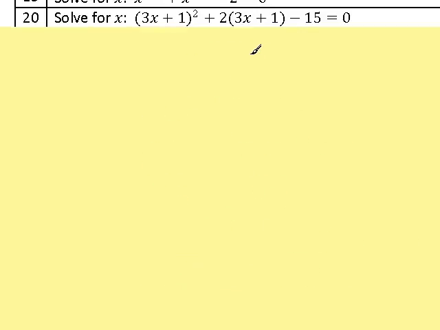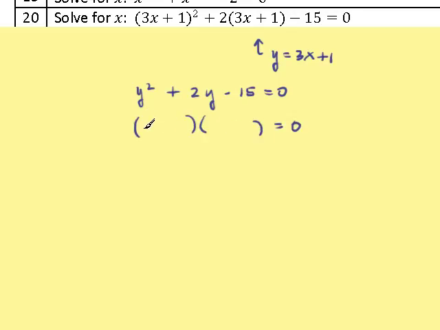Number 20, we have another quadratic-like equation. We're going to put y equal to 3x plus 1. And we have y squared plus 2y minus 15 equals 0. And let's factor this. So this factors into y plus 5, y minus 3. So we have two y solutions, y equal minus 5, y equal 3.